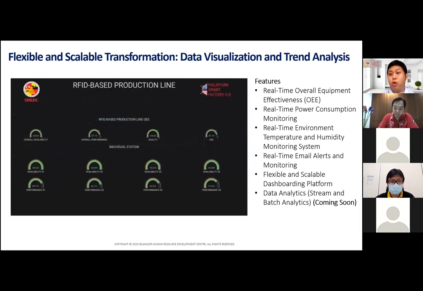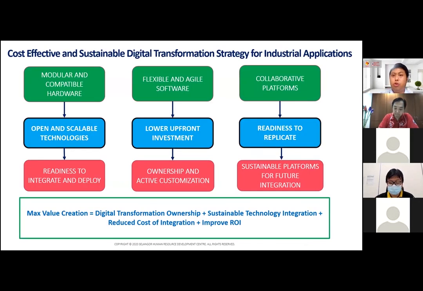Through our training methodologies, we talk about modularity. We talk about flexibility, scalability, and compatibility. Why that is of key importance in the whole smart factory integration is because you want to ensure a cost-effective and sustainable integration for the future, right? And you want to ensure that there are open and scalable technologies, lower upfront investment, and technologies that are ready to replicate, right?